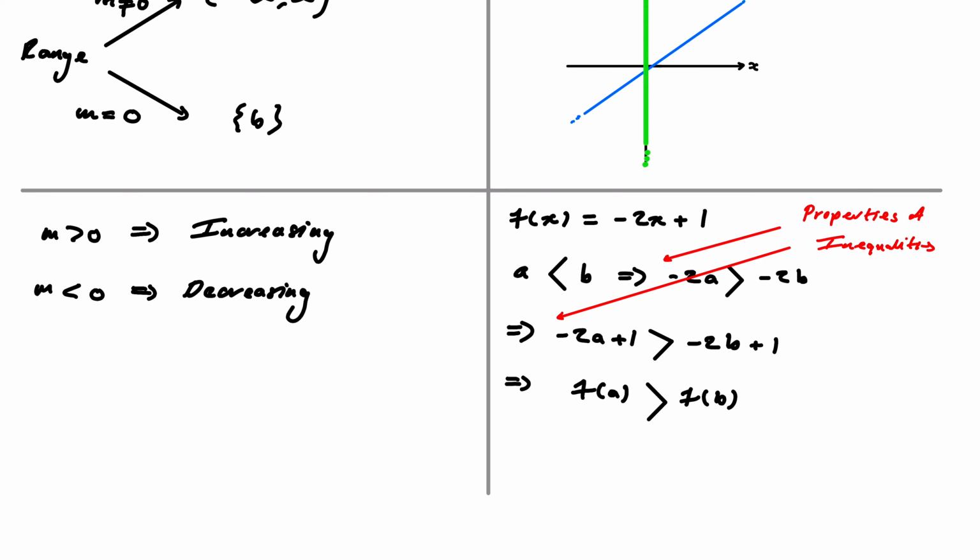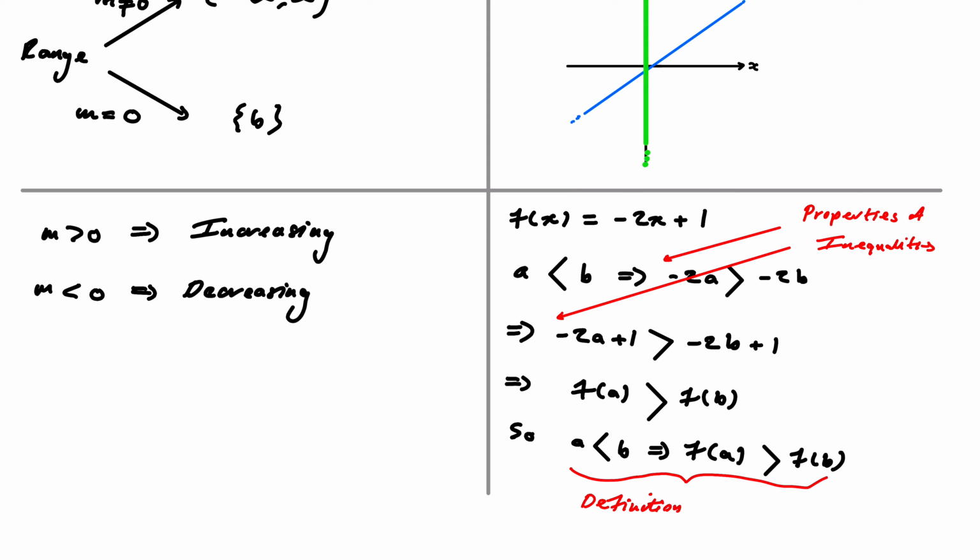And really what we have is the following. So maybe I'll just get this. So what we've concluded is a less than b implies f of a strictly bigger than f of b. That's us done. That is the meaning of decreasing. This is the definition. The definition of decreasing. Okay?